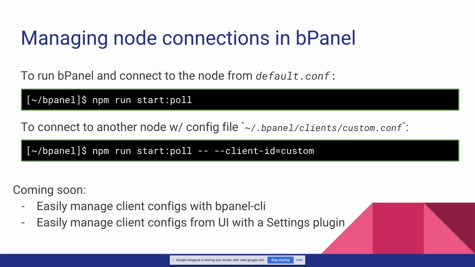And then the final step is you don't even have to do any of that. You just spin up bPanel, and then bPanel will see, oh, hey, you don't have any client configs. Would you like to add one? And have a form. You add that. It'll add the config file for you, and then you can switch between them from the UI as well. And that should hopefully make this super easy to use, yeah.